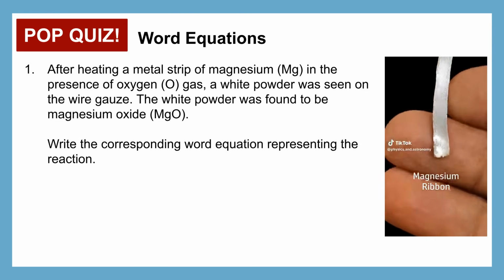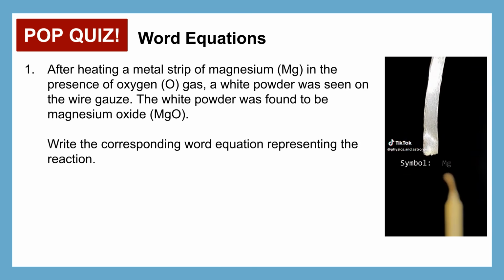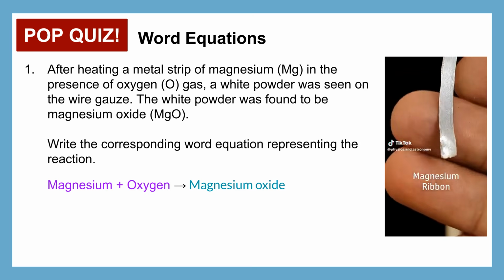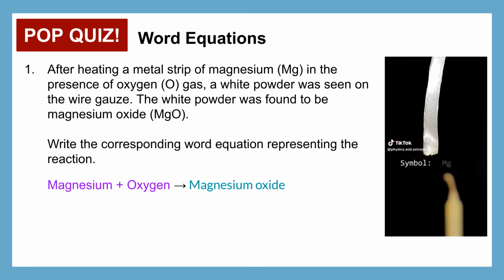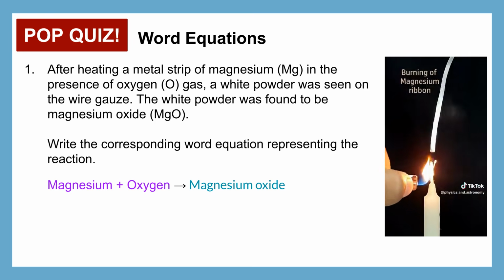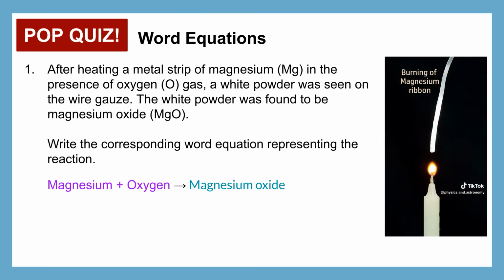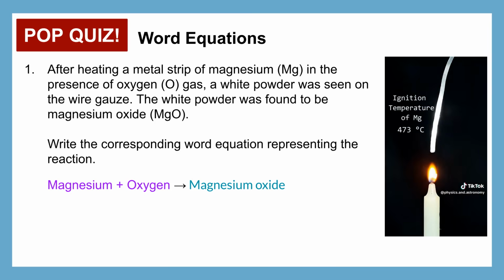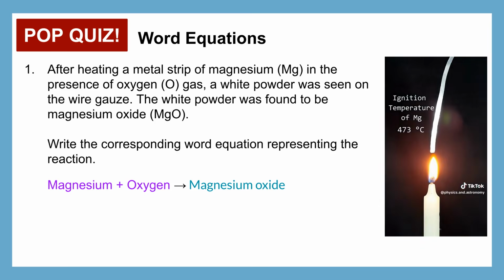Let us work through our first pop quiz together. We heated a strip of magnesium metal in oxygen gas, producing a white powder called magnesium oxide. To represent this using a word equation, we write the names of the reactants on the left and the product on the right. Magnesium and oxygen are the reactants, and magnesium oxide is the product. The arrow shows the direction of the reaction and means reacts to form. Word equations help us describe reactions clearly before using symbols or formulas.